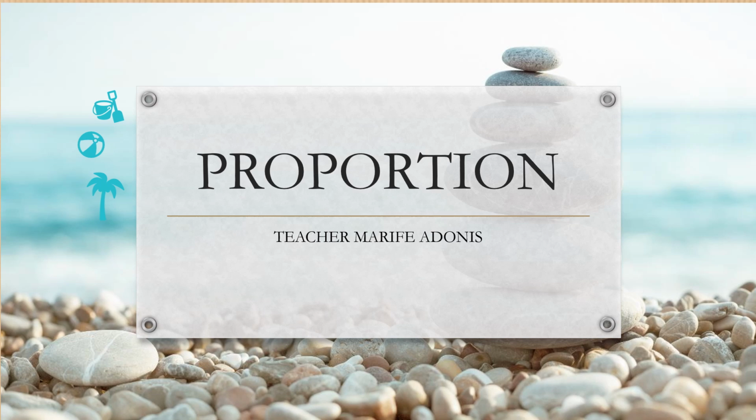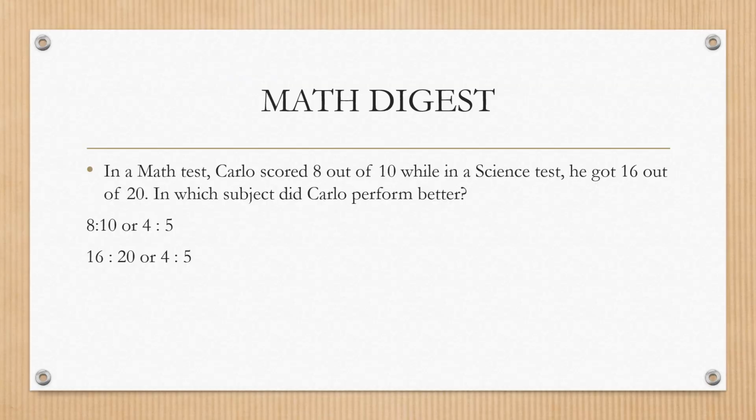So for now, we are going to talk about proportion. In a math test, Carlo scored 8 out of 10, while in a science test, he got 16 out of 20. In which subject did Carlo perform better? If we compare, 8 is to 10 is about 4 is to 5, and 16 is to 20 is also 4 is to 5. So that means Carlo performed equally in both math and science.